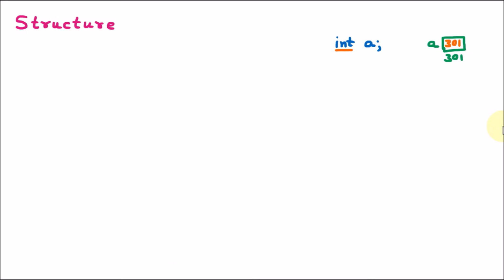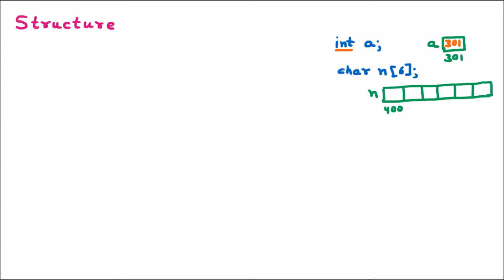Now assume that I am declaring one array here. So let us suppose that I am saying char. We know that char is for the character. And here I am providing the variable n, which can contain 6 values. That means 6 is the size. So that means 6 blocks are reserved in the memory. We know that the name of the array is n, and let us suppose that the memory starting address is 400. We know that here we are using the character, and a character takes 1 byte. So here the next address will be 401, then 402, 403, 404, and 405.